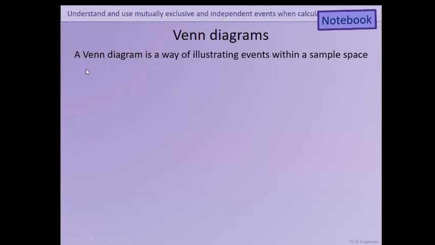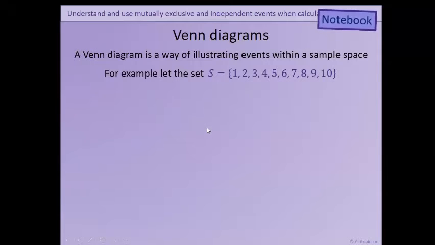So Venn diagrams are a really good way of illustrating events within a sample space. It makes it much easier for us to see what's going on. We have our sample, a set, so we always use the curly brackets when we're looking at sets. These curly brackets are very important. The curly brackets mean something different to these solid brackets, okay? So we only use these curly brackets when we're dealing with our probabilities, okay?